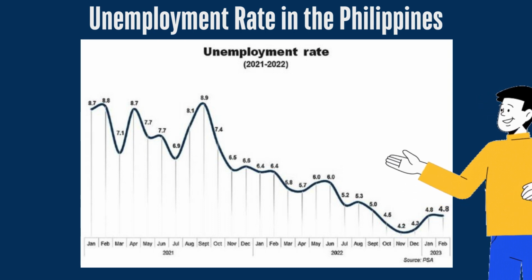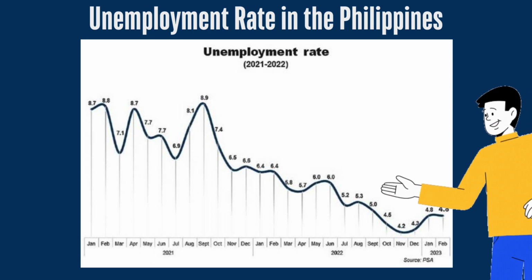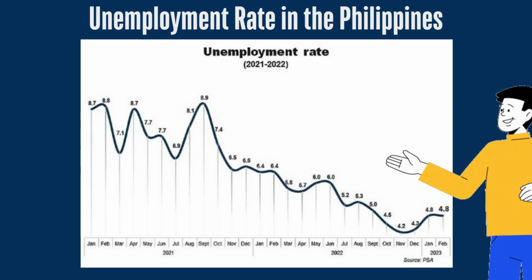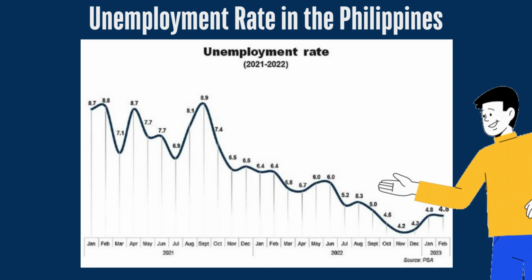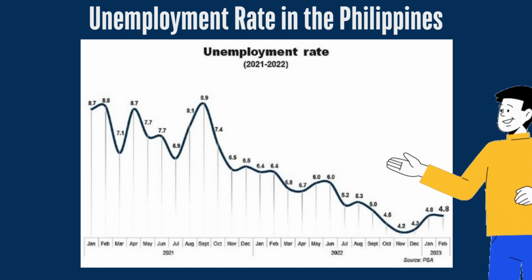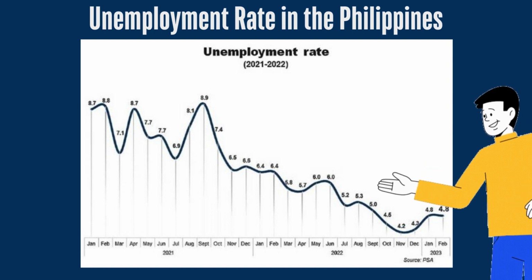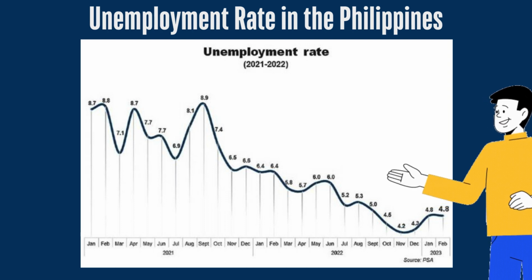Unemployment is a measure of individuals who are not employed but are actively seeking work and are available for employment. The unemployment rate represents the percentage of the labor force that is unemployed. This is the example of unemployment graph.